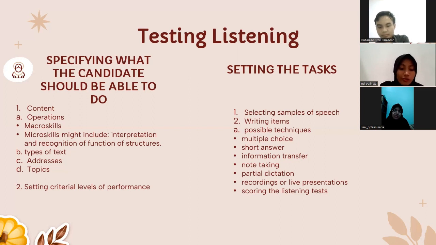The first one is selecting samples of speech. For this point, passages must be chosen with the test specification in mind. If we are interested in how candidates can cope with language intended for native speakers, then ideally, we should use samples of authentic speech. In fact, this can usually be readily found with a little effort. The second one is writing items. And for extended listening also, there is writing items.